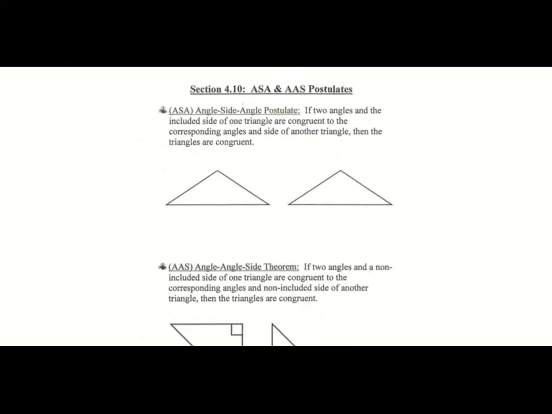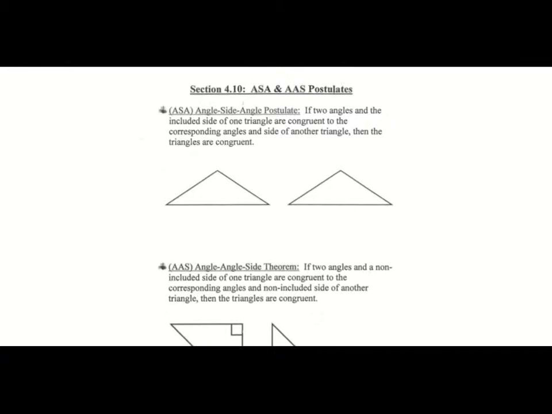In section 4.10, we are going to look at two more postulates for looking at congruent triangles. The first one is angle, side, angle. When we have angle, side, angle, that means we have two angles and the included side of one triangle are congruent to the corresponding angles and side of the other triangle.